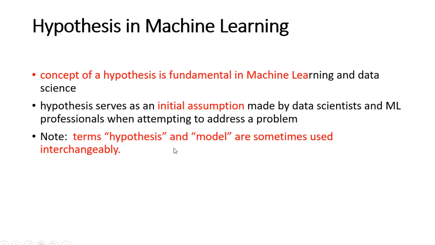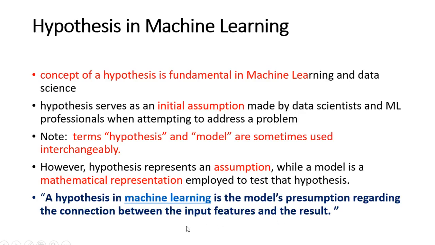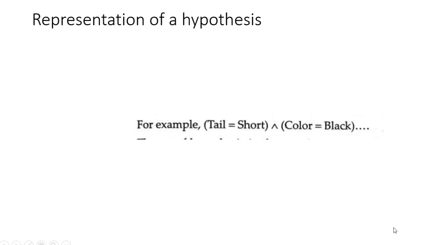The terms hypothesis and model, or when I say machine learning model, sometimes can be used interchangeably. However, there is some subtle difference between hypothesis and model. Hypothesis represents an assumption, while model is a mathematical representation which is employed to test the hypothesis. So, in formal definition, hypothesis in machine learning is the model's presumption, or let's say assumption, regarding the connection between the input features and the result.